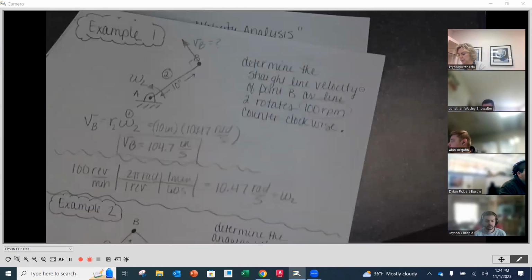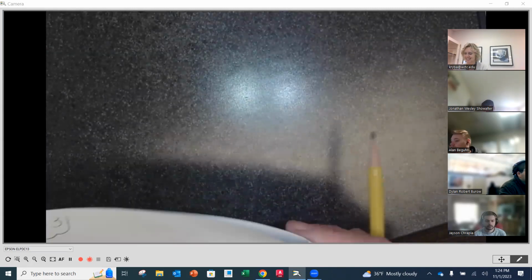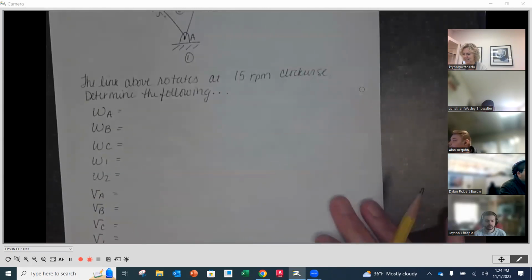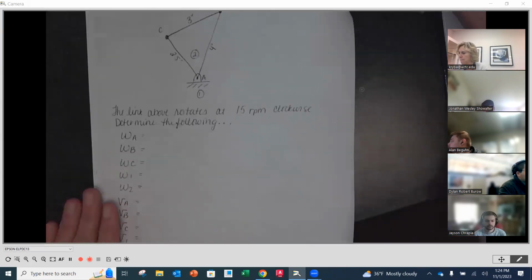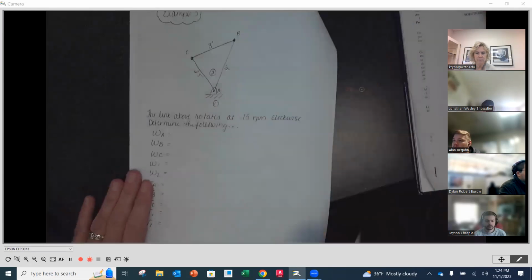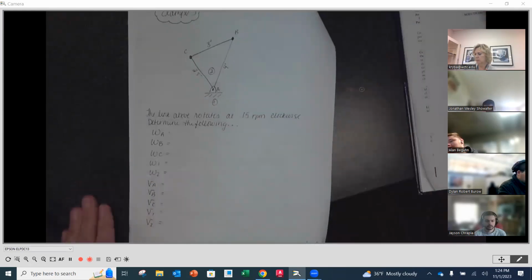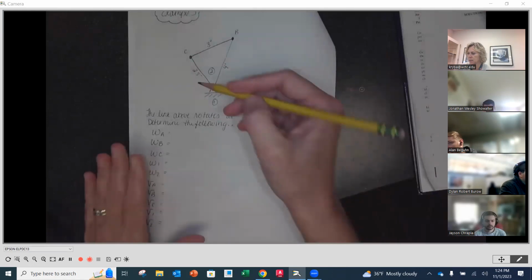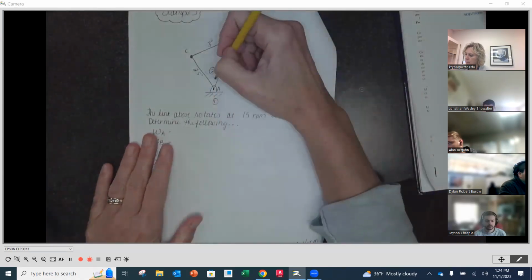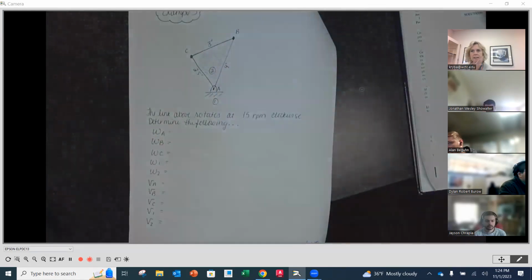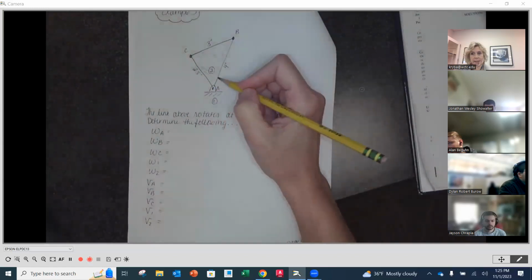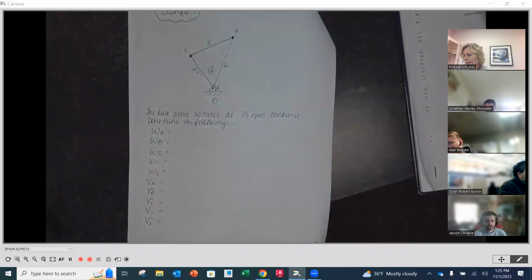All right, turn the page. It's more fun. This is kind of a good problem, okay? This kind of looks at all the different points. We have a link. So this is a solid link here, kind of like triangle-y, and it's rotating about point A. Point A is fixed on the frame. And it says this link is going to rotate at 15 RPM clockwise.